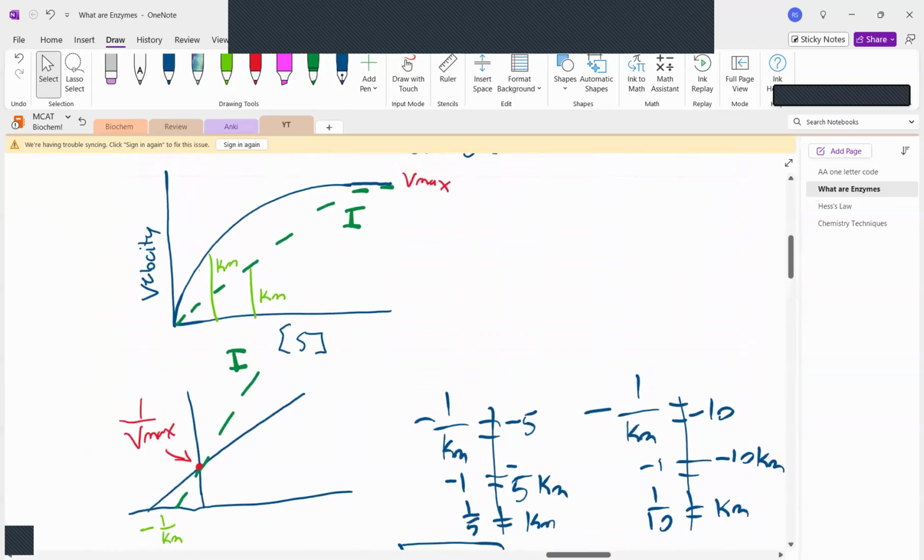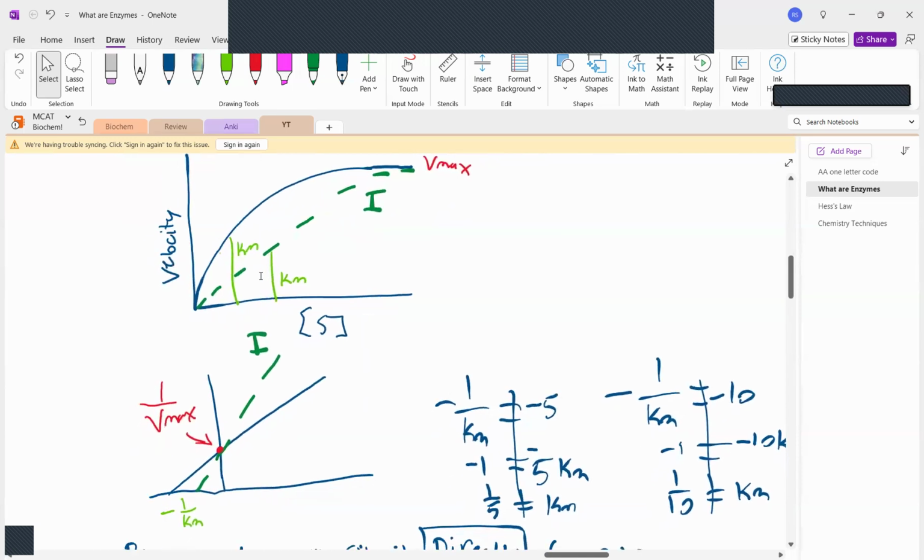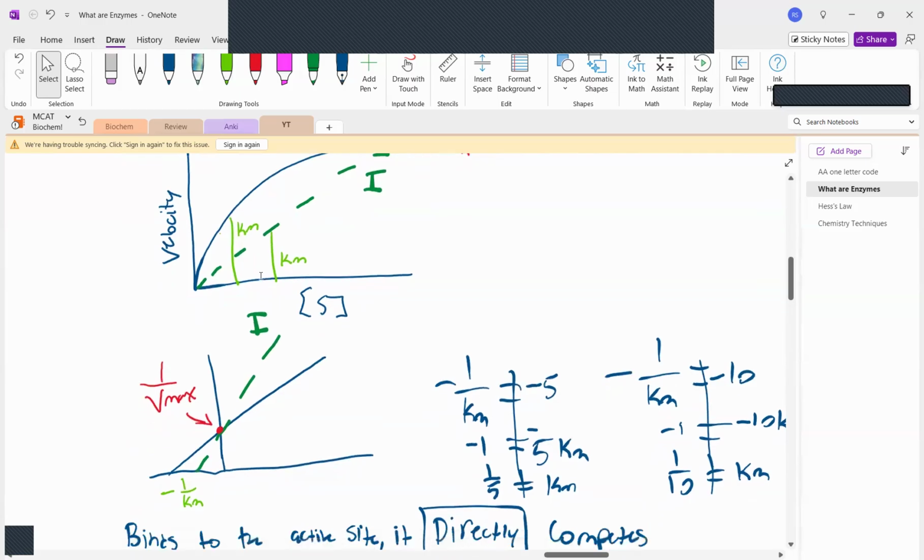So here, right? This is more left shifted, so it's a smaller Km. This is just the enzyme with the substrate, and this dotted line in dark green is your inhibitor. So then you have your Km, it's more right shifted, so it's bigger, so less efficient. So you need more substrate in order to reach 1/2 that Vmax.